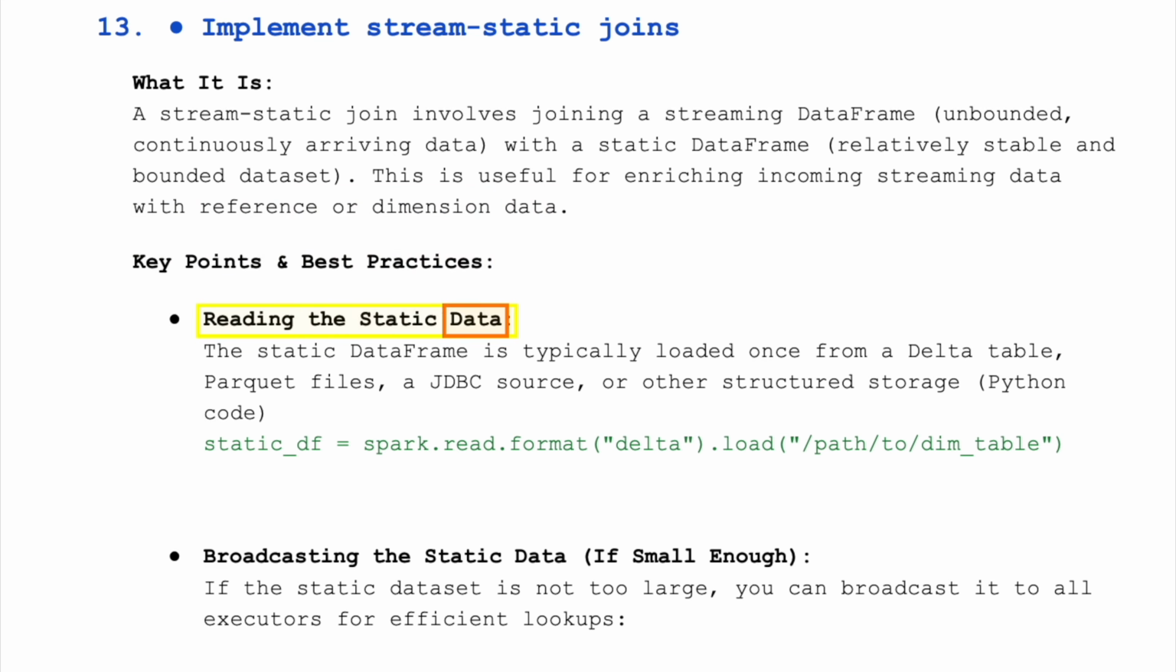Loading the static data. The static data frame is typically loaded once from a Delta table, Parquet files, a JDBC source, or other structured storage. Python code: static_df = spark.read.format("delta").load("/path/to/dim_table"). Broadcasting the static data if small enough: if the static dataset is not too large, you can broadcast it to all executors for efficient lookups.